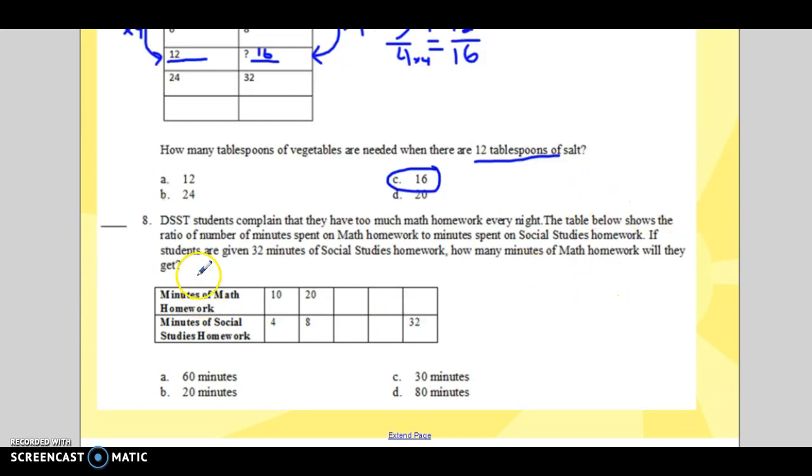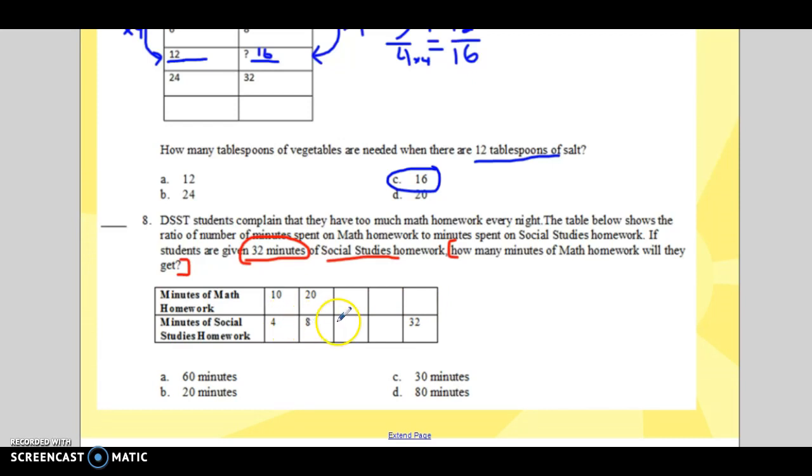The table below shows the ratio of the number of minutes students spent on math homework to the number spent on social studies homework. If students are given 32 minutes of social studies homework, how many minutes of math homework will they get? So we're going to take a look at their little chart down here. It appears that they're just counting by 10s here and counting by 4s here, but let's check that. 10, 20, 30, 40, 50. So the answer appears that it would initially be 50, but let's see.